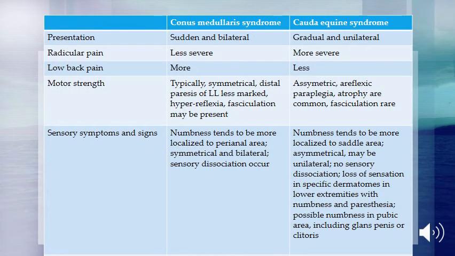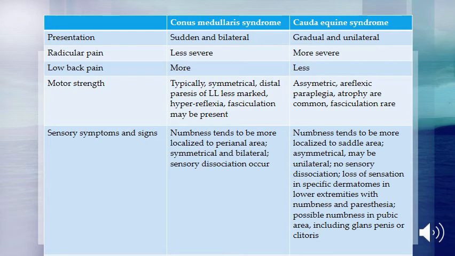In this table, I show you the difference between conus medullaris and cauda equina syndrome in different presentations, signs and symptoms. At presentation, the conus medullaris lesion is sudden and bilateral, while the cauda equina is gradual and unilateral. The pain is less severe in the conus medullaris lesion, while it is more severe in the cauda equina lesion. The low back pain is more in the conus medullaris, while less in the cauda equina.